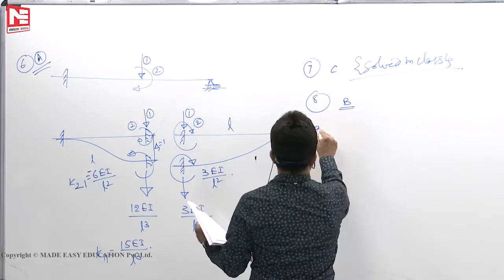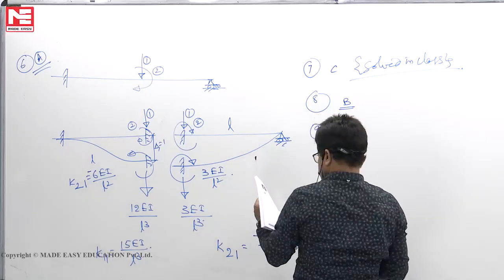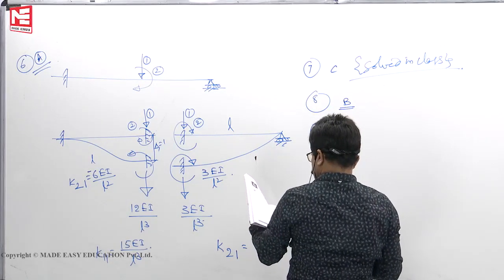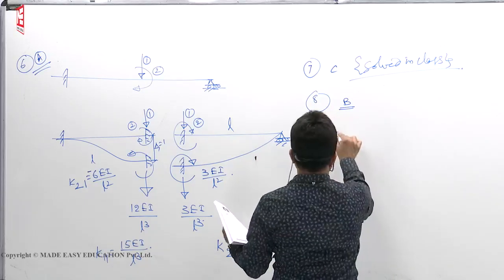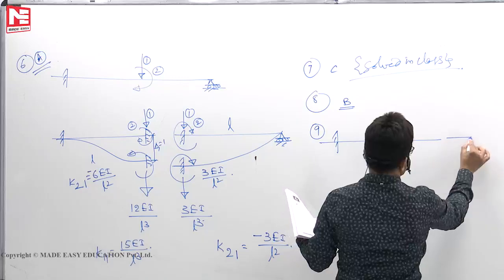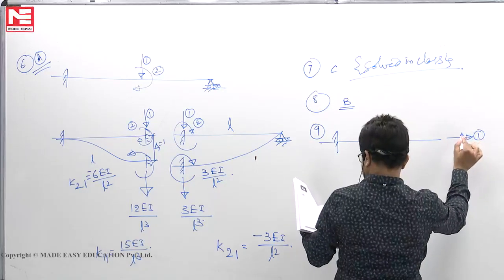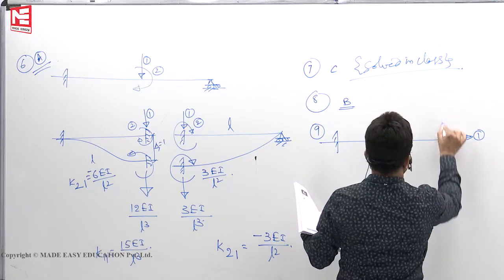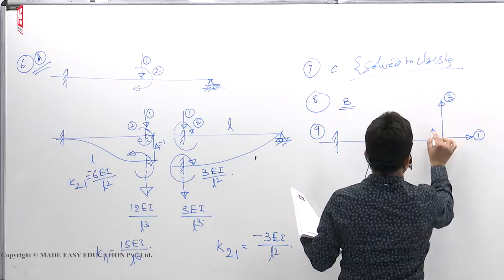Next, 9. With respect to coordinates, what is the stiffness matrix? Coordinates are like this. This we have done, I think, 1. This is 3. This is 2.